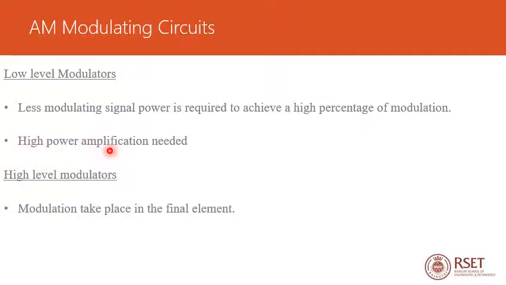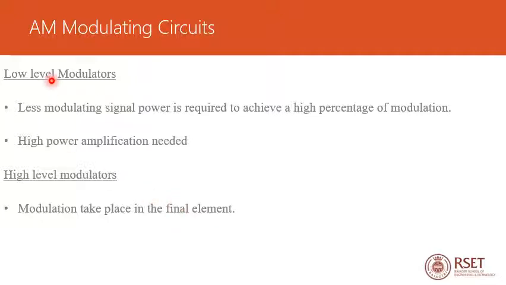With the high level modulator, the modulation takes place in the final element of the transmitter. In other words, the modulation takes place at the collector of the final transistor. When compared with the low level modulator, the high level modulator requires very high modulating signal power to achieve a very high percentage of modulation. So it requires very little power amplification before the transmission of the signal.